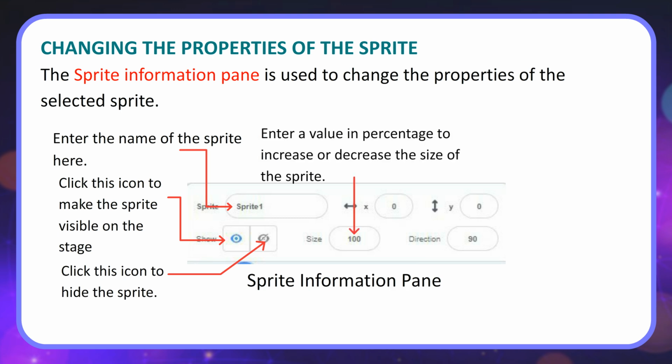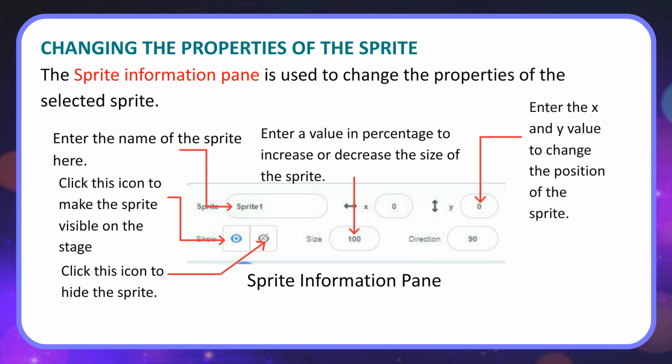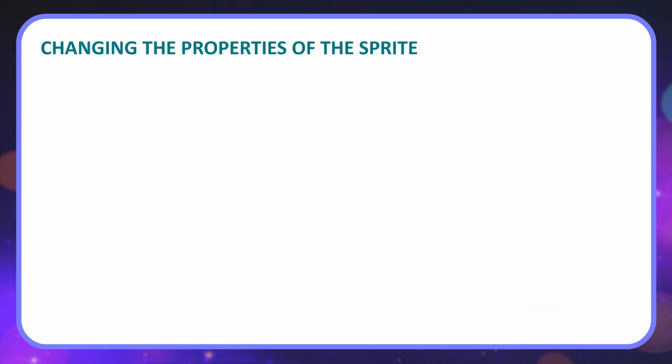Enter a value in percentage to increase or decrease the size of the sprite. Enter the X and Y value to change the position of the sprite. Enter the degrees here to change the direction of the sprite.